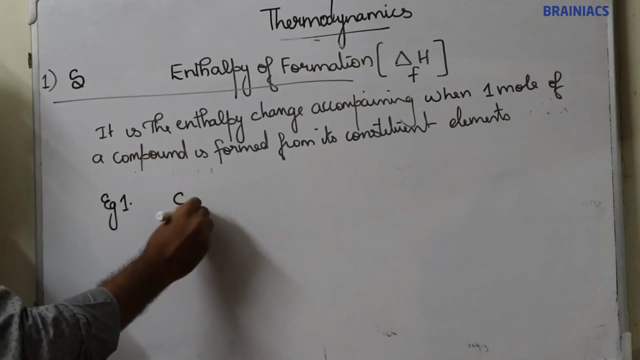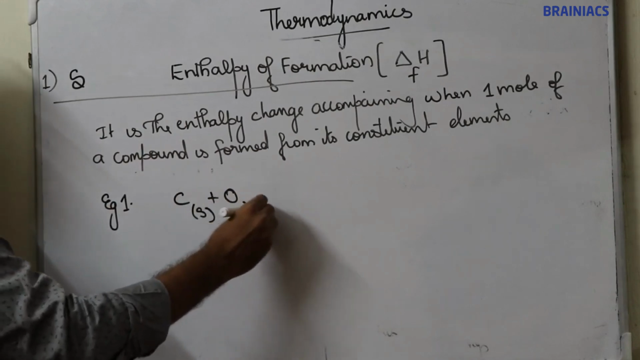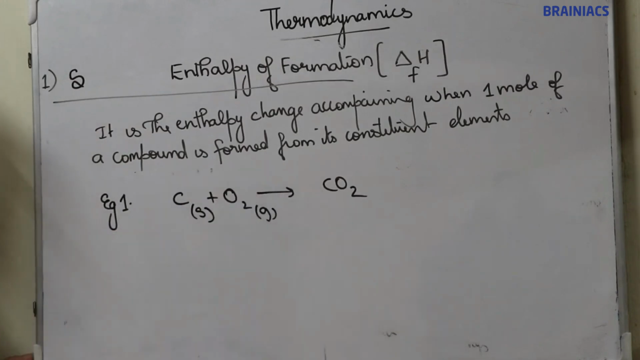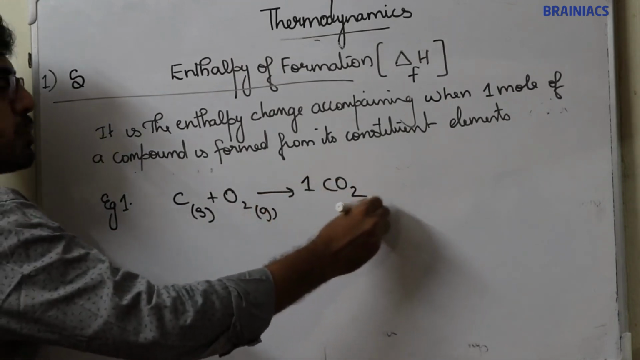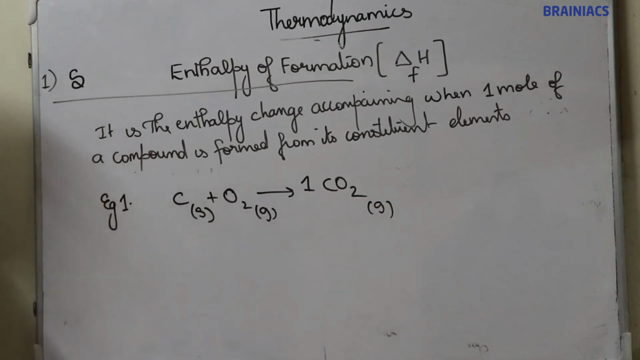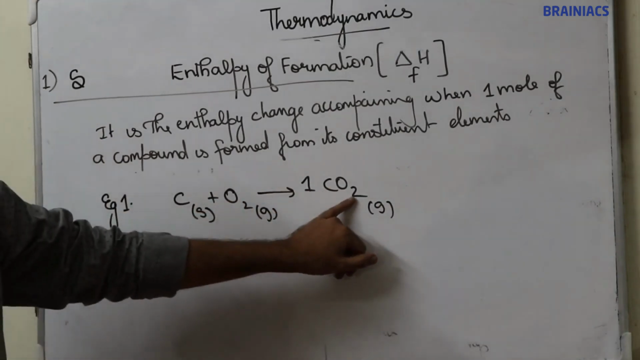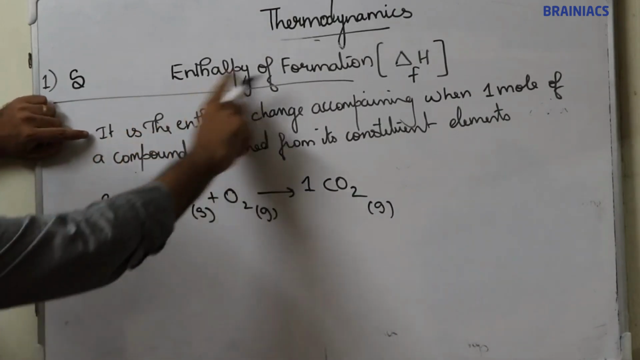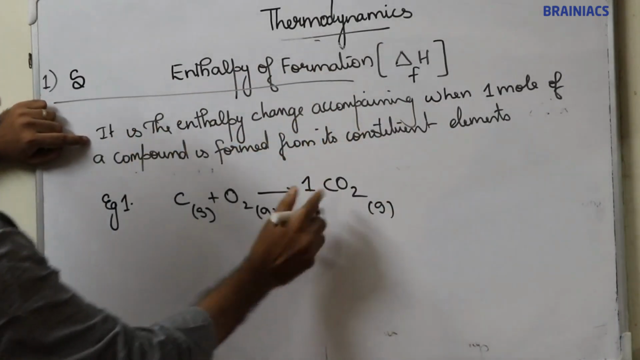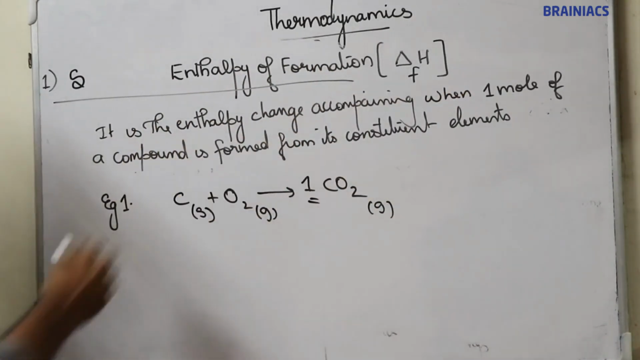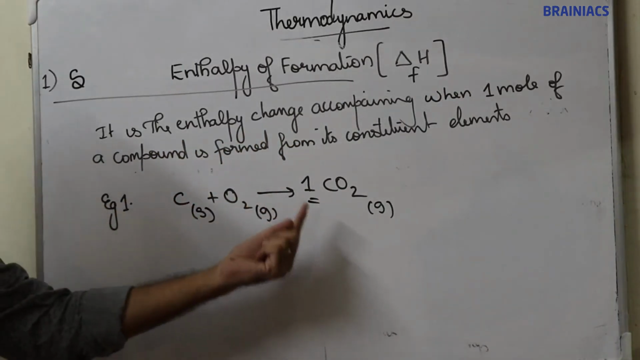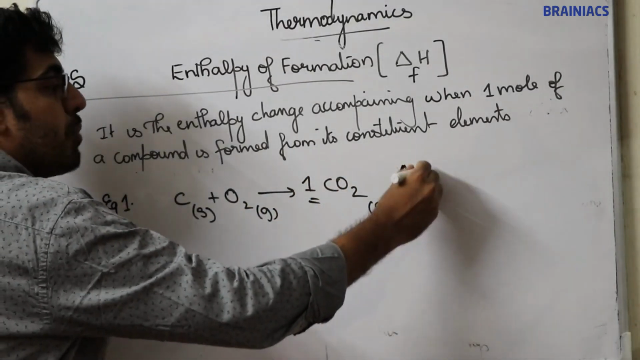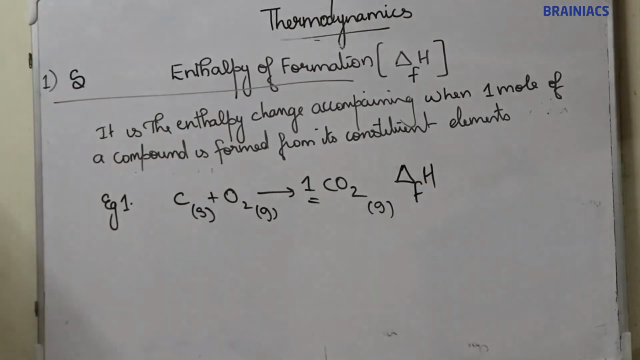Consider this reaction. Carbon solid reacts with oxygen gas to produce carbon dioxide. Now if you consider this reaction, here 1 mole of carbon dioxide is produced from carbon element and oxygen element. So enthalpy of formation means the enthalpy change accompanying when 1 mole of a compound is formed from its constituent elements. At that time that enthalpy is known as enthalpy of formation. Okay, I think it's clear.